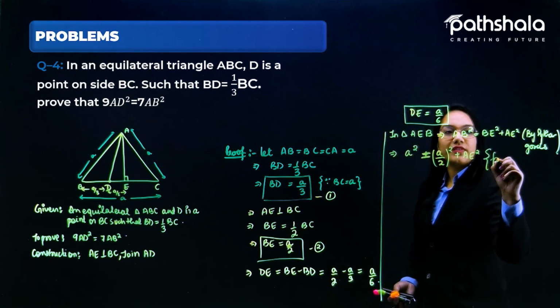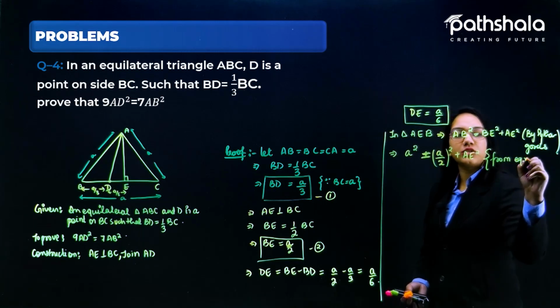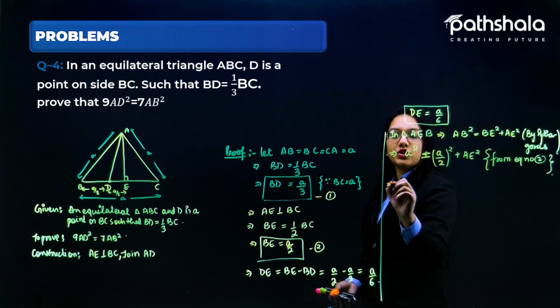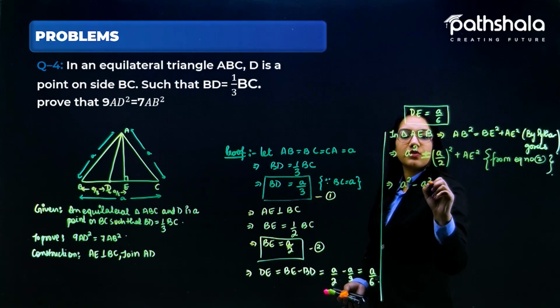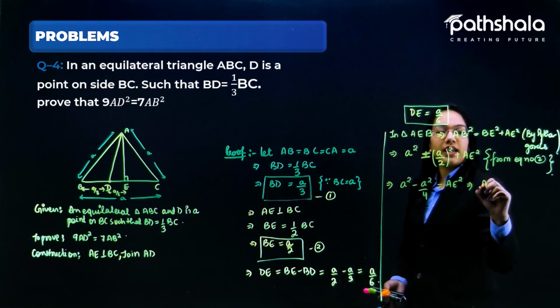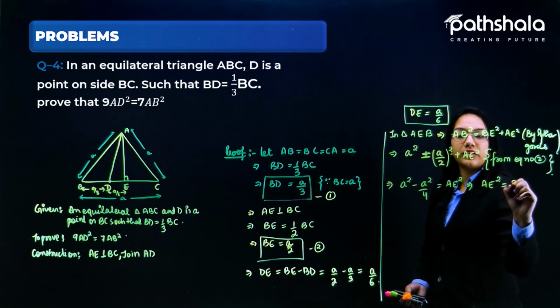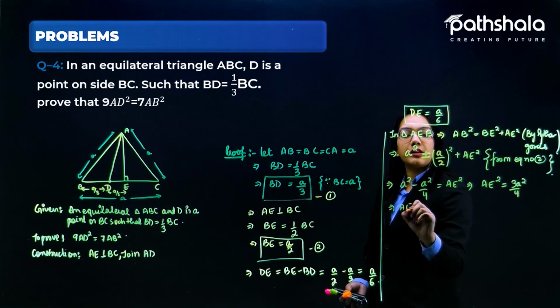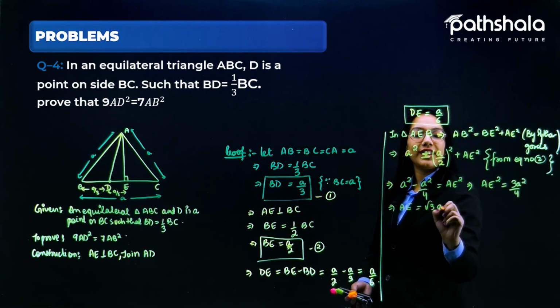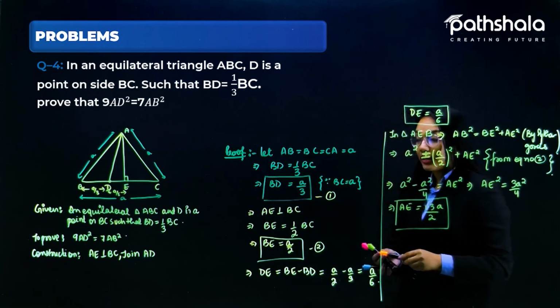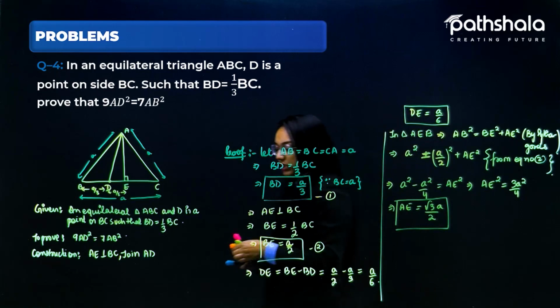From equation number 2, we know about this fact that BE is nothing but A/2. So let's just sort it out. This would be A square minus A square by 4, which is nothing but AE square. And further we are getting AE square as nothing but 3A square by 4, and hence if I sort it out, AE is equal to root 3A by 2. So we are actually getting AE as nothing but root 3A by 2.